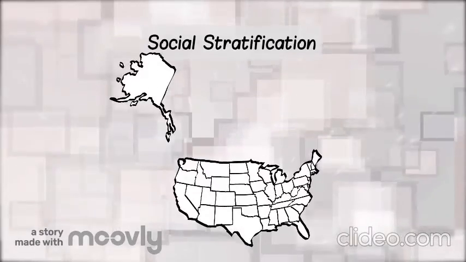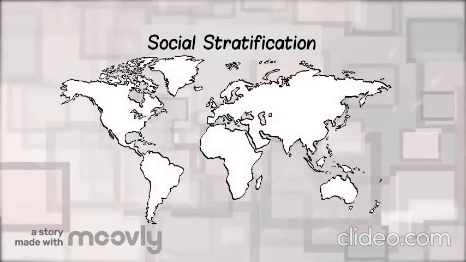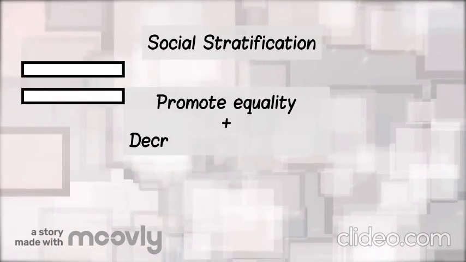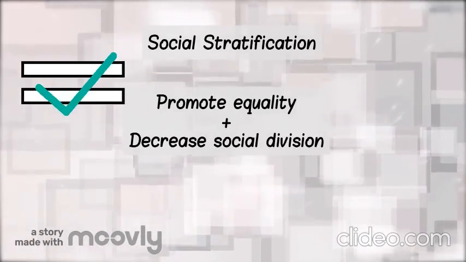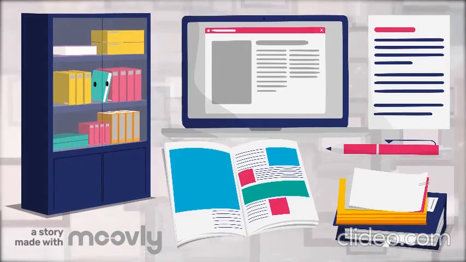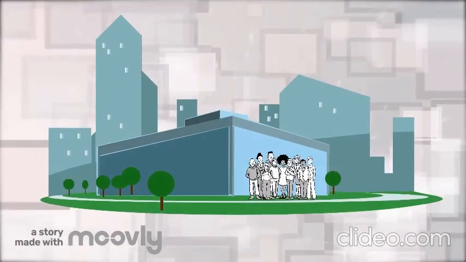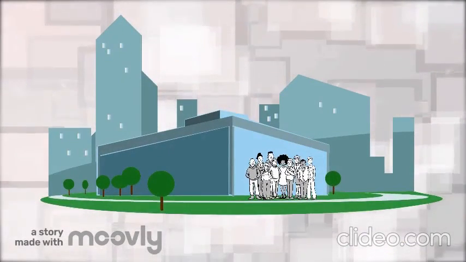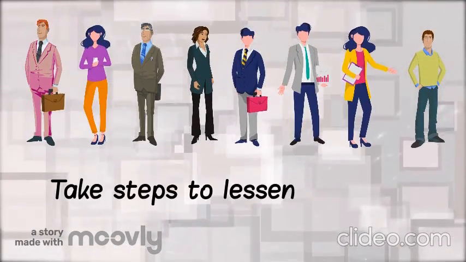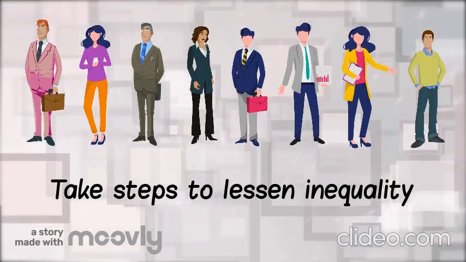Overall, social stratification is a big issue within the United States and worldwide, but there are actions we can take, both individually and as a whole, which can promote equality between all people and decrease the consequences of social division. Though more research is necessary, and ultimately a society-wide change would be needed to fully eradicate the issue, each individual can begin to take steps towards lessening the inequality seen as a result of social stratification.